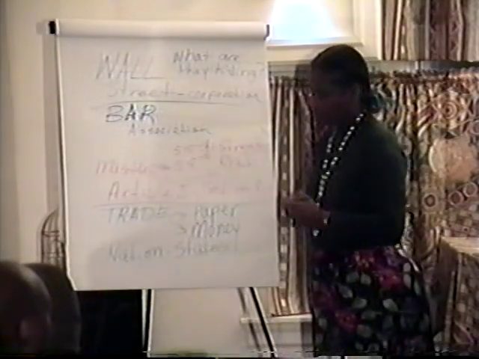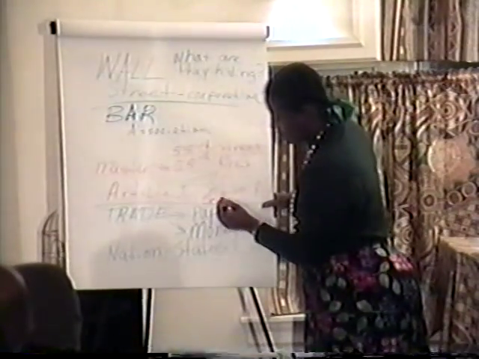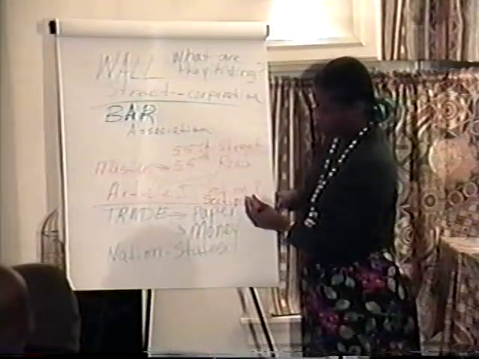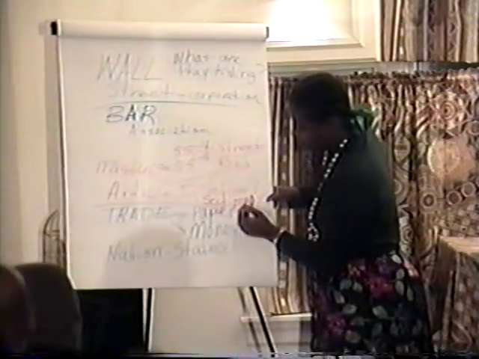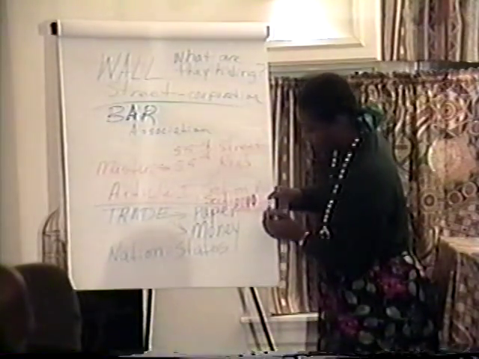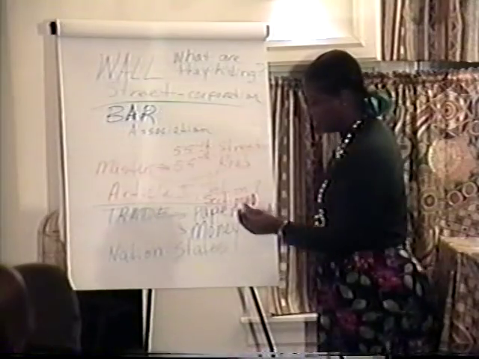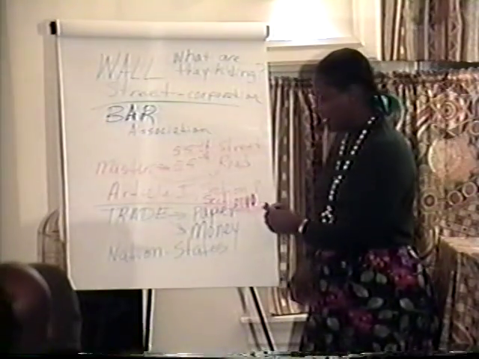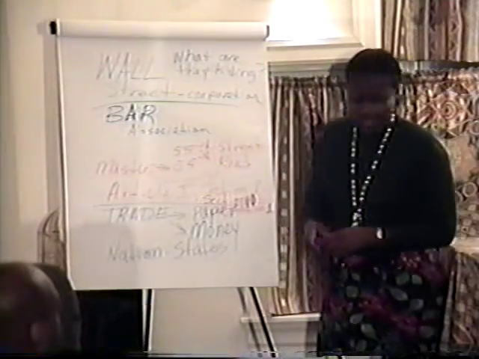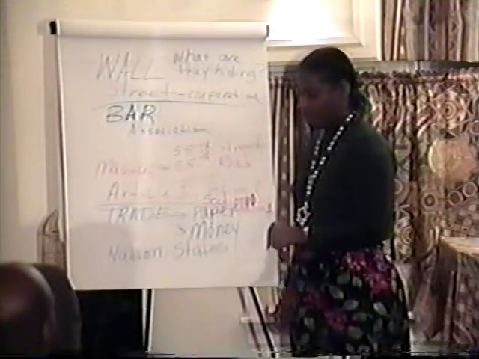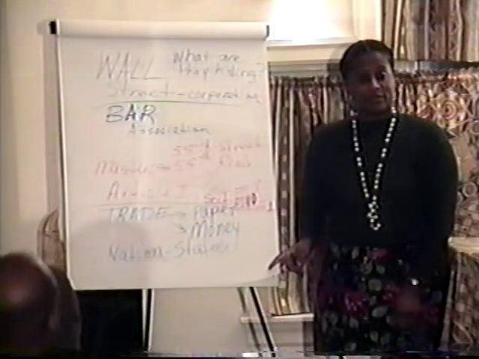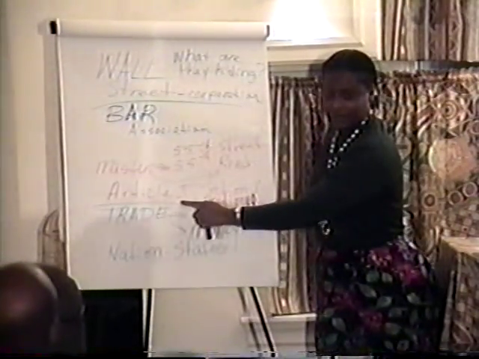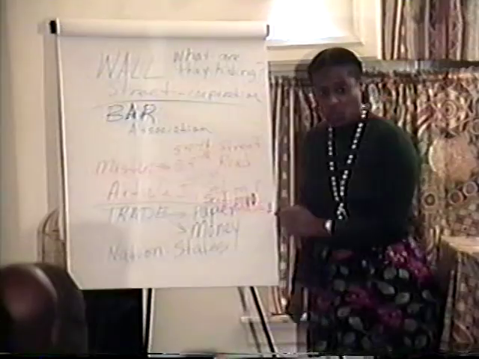It's Article 1, Section 10, subsection 1. Is that what you said? Yes, that's it. All right, y'all got that? They cannot coin money. What was the section? Article 1, Section 10, subsection 1.